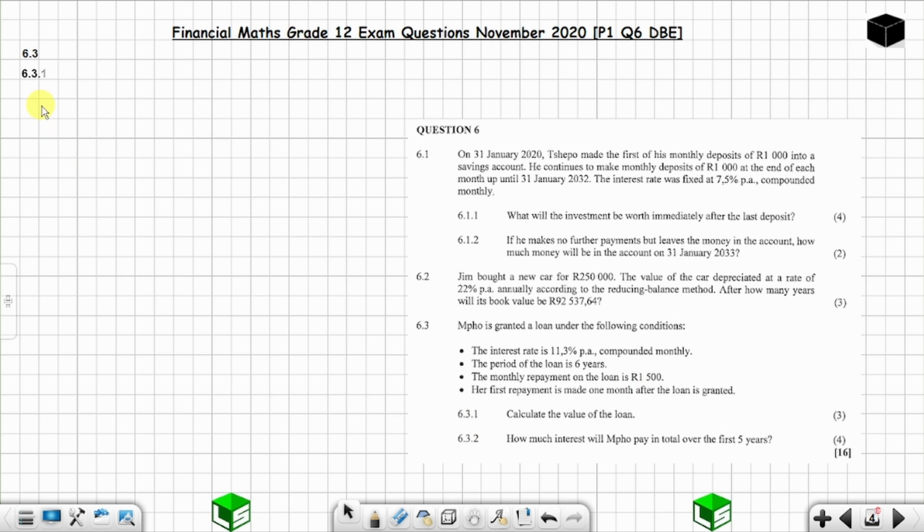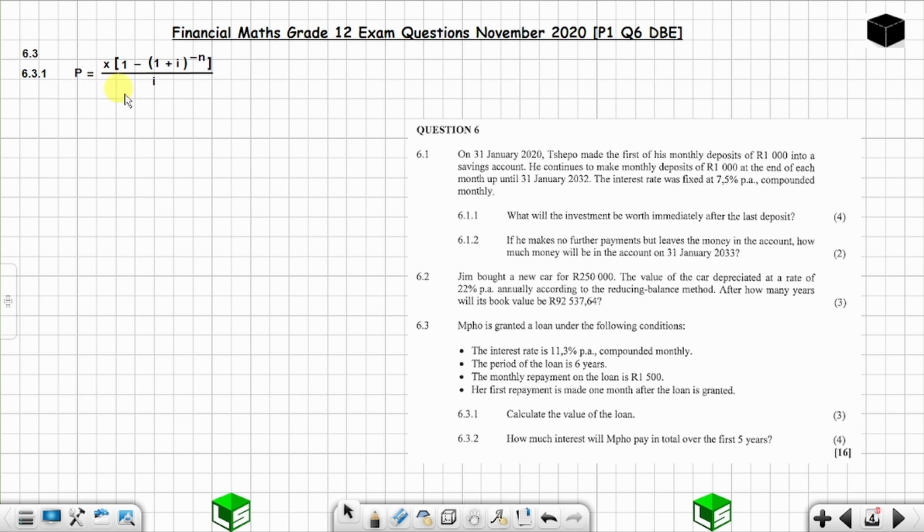6.3.1, you have this formula. This is the formula that you have to use if you want to know the value of the loan, what the person is given right now. So you have P, which is the present value, the loan, equal to this. To calculate the value of the loan, you are going to use this formula.